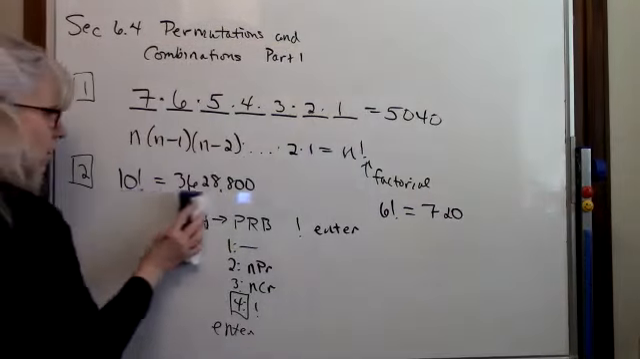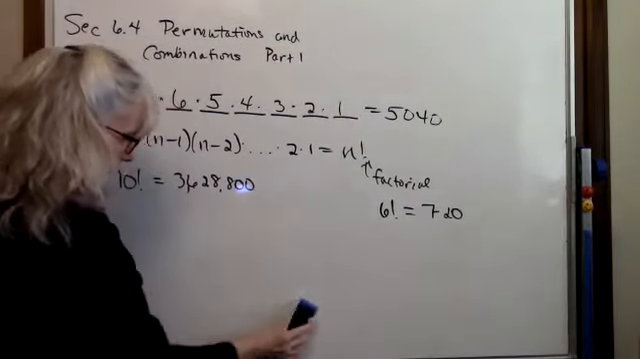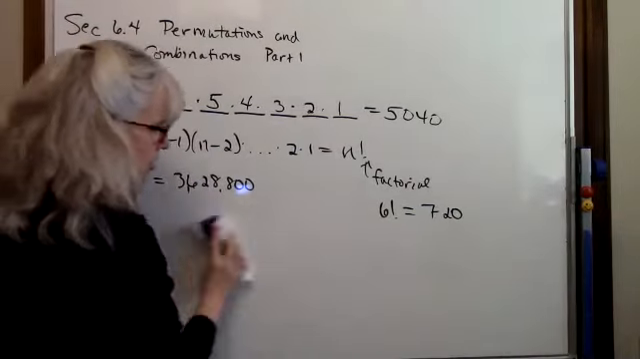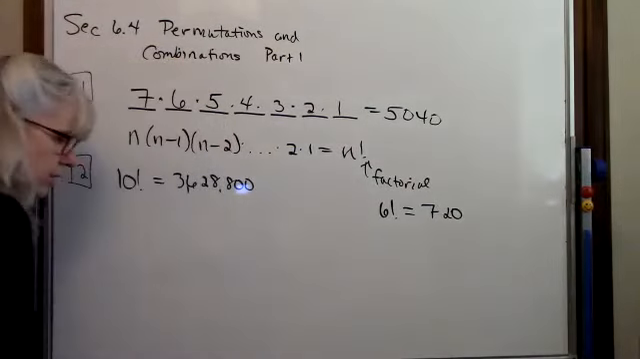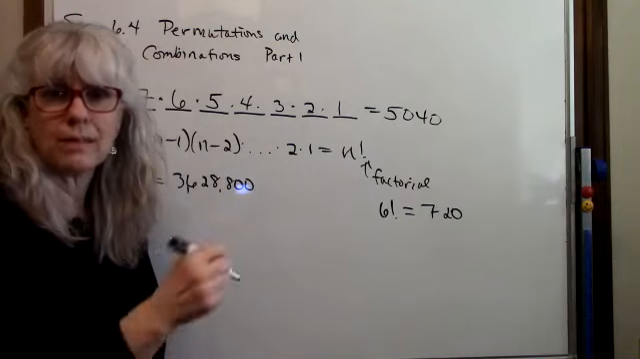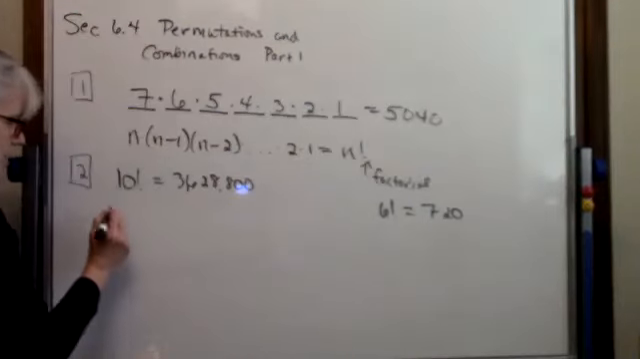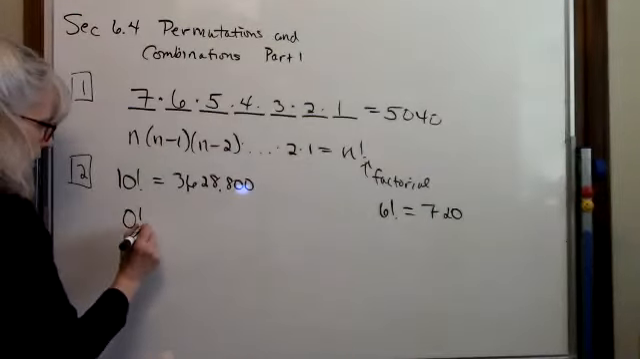If you don't have a graphing calculator, you may still have that math key. So I encourage you to look at it. If you can't find it on your calculator, then contact me and we'll investigate together. So the next one asks us to figure out what 0 factorial is.